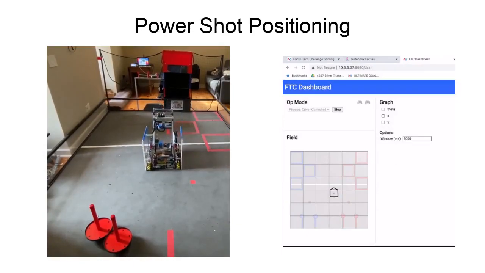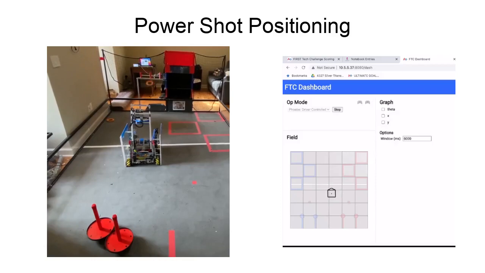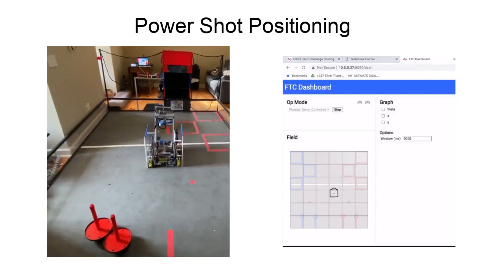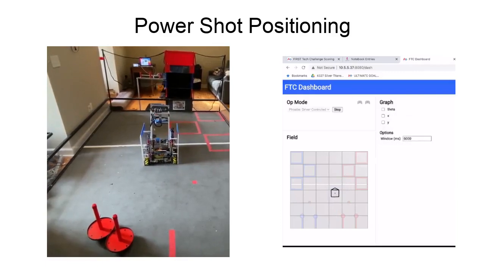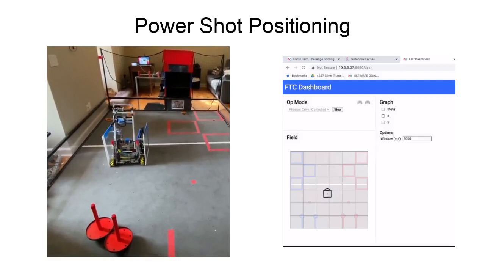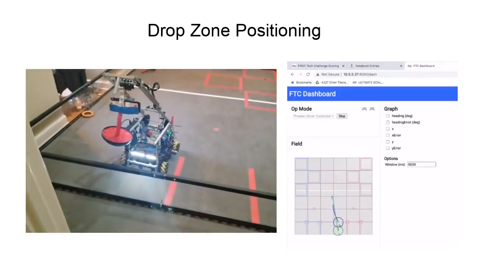Similarly, when the driver presses down on the left joystick, the robot travels to the position to shoot power shots. Once the robot is there, it automatically shoots the 3 power shots as well. This is really helpful because we can have more accuracy for shooting power shots even though we don't have much time in the endgame period. Like we said before, there isn't much time in the endgame period.